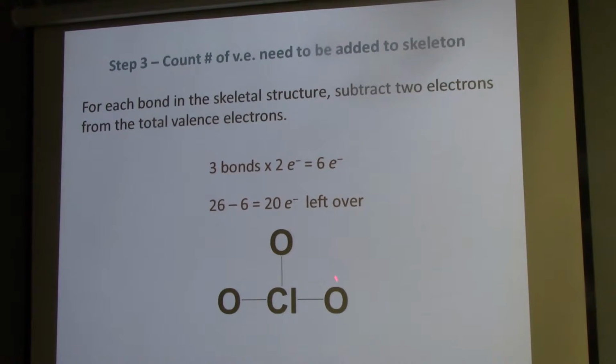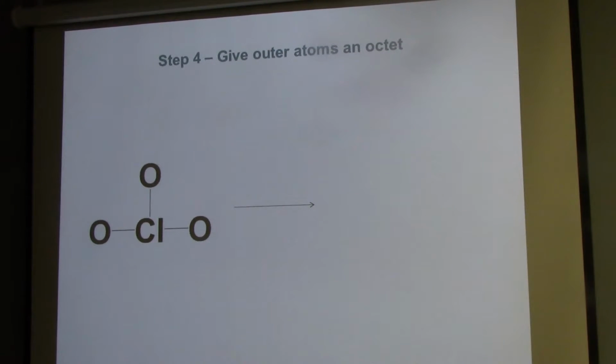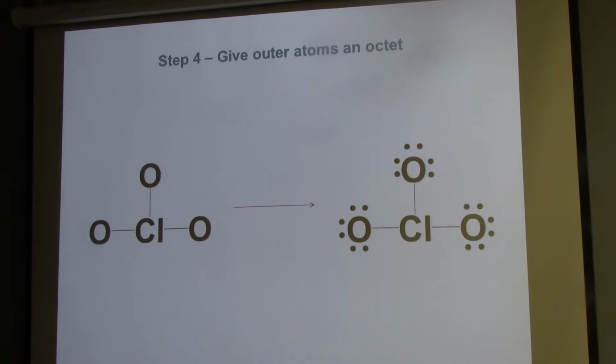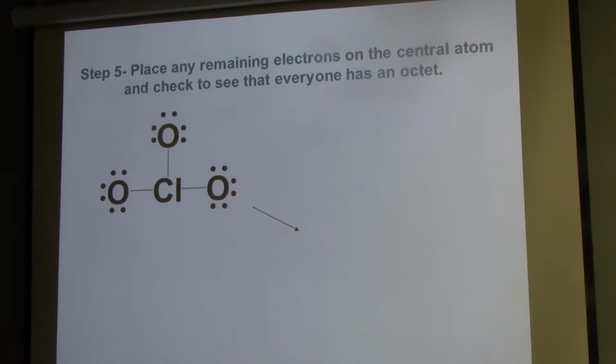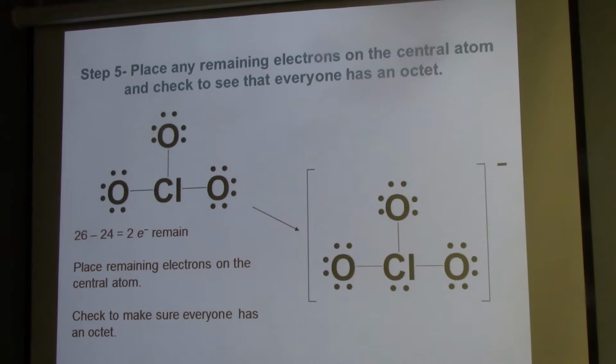So we're going to give all our outer atoms octets. That'll make our Lewis structure look like this. And then we've got 2 electrons left over. We've got 24 represented, we need 26 to be shown, so we've got 2 left over. Those leftovers go on the central atom. And now you make sure that everybody's got an octet.